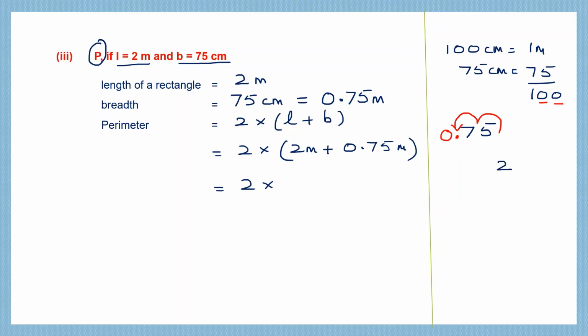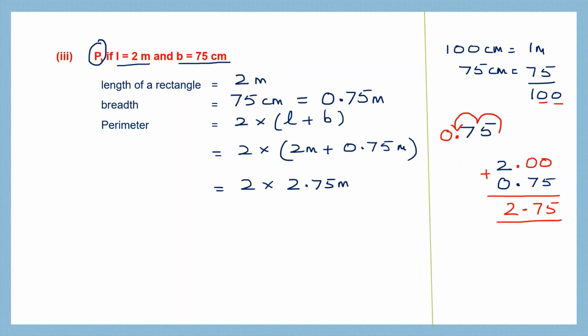So 2 is a whole number. This is 0.75. So here let's make this also a decimal number. Put the point. Now they become like decimals. I can add this up. So 7, 5 and here I have 2. So that's 2.75. 2 into 2.75 meters.